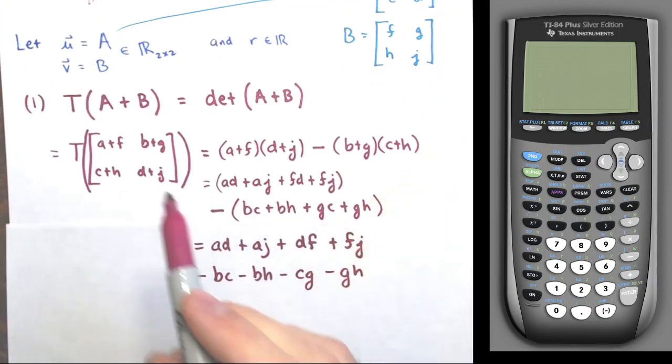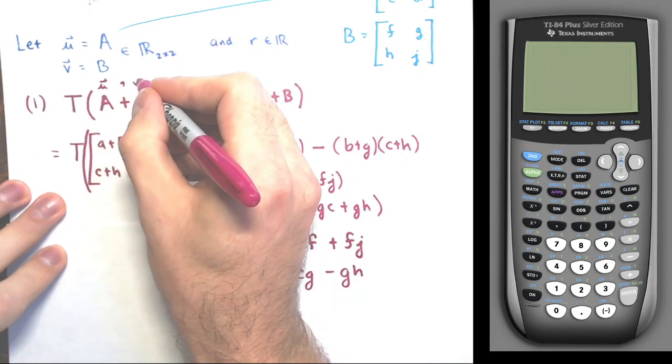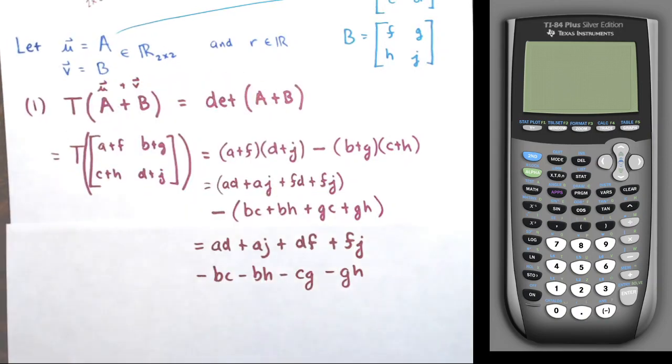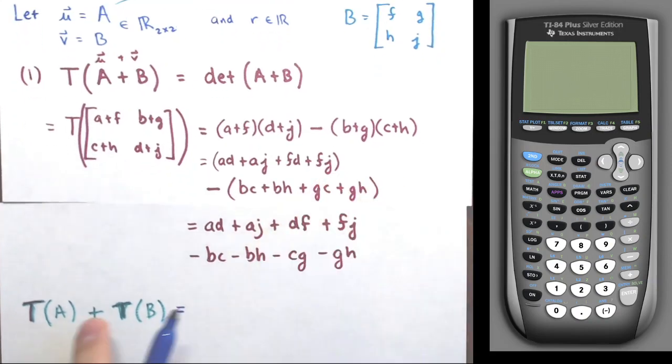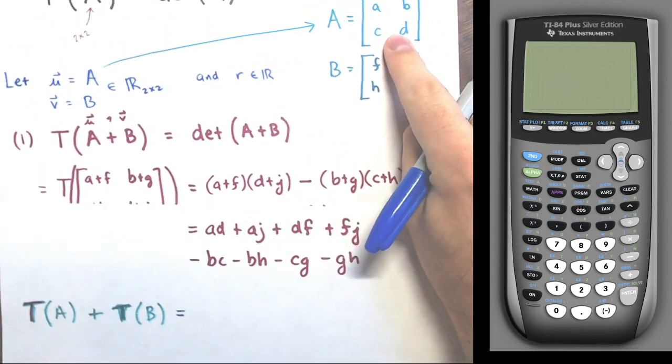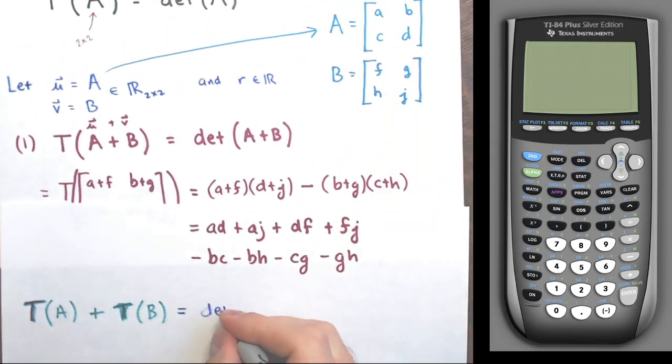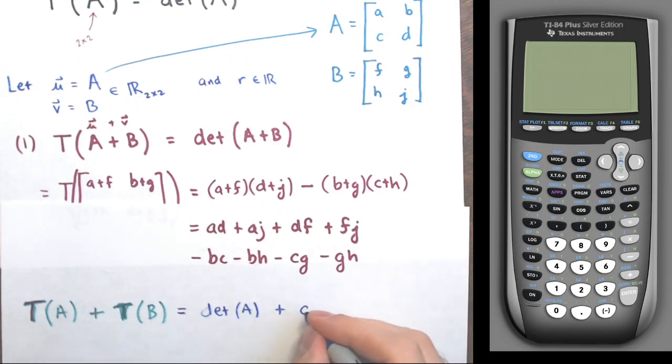And then let's look at the other side. Again, this would be U plus V, vector U plus vector V, which I called matrix A and B. I'm just going to use A and B instead of U and V. So what's T of A plus T of B, or T of U plus T of V? T of A would be the determinant of matrix A, plus, and then T of B is the determinant of matrix B.